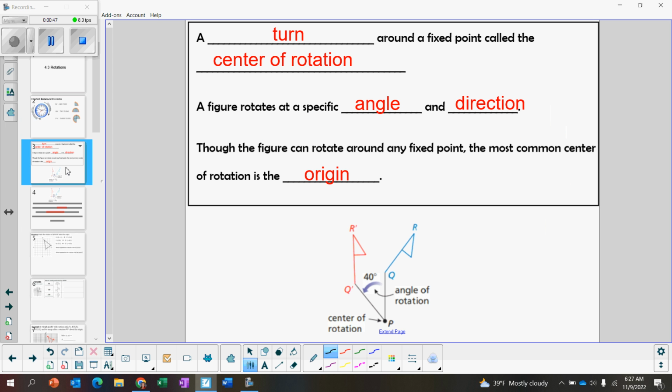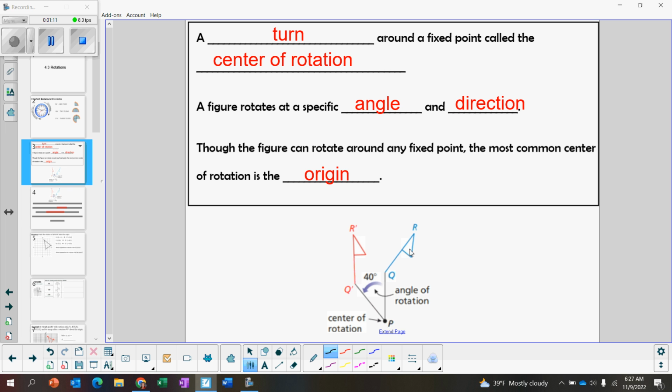So a rotation is a turn around a fixed point called the center of rotation. And the figure is going to rotate at a specific angle and direction. So that's our counterclockwise or clockwise, and our 90, 180, or 270. It could be any angle, but we're going to focus on those three. Though the figure can rotate around any fixed point, the most common center of rotation is the origin.